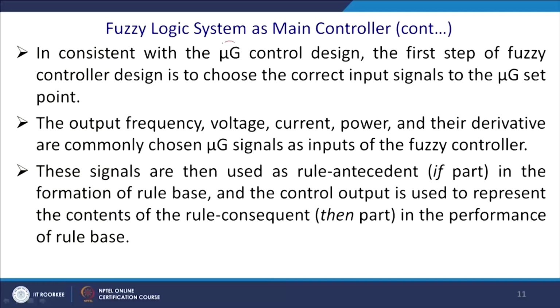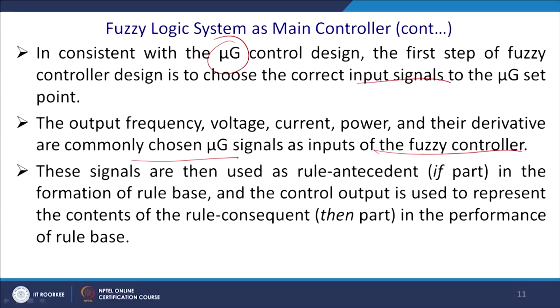In consistent with the microgrid control, let us see how the first step of fuzzy can be implemented in our microgrid. Controller design is to choose the correct input signals to the microgrid set points. So voltage, current, and if it is an AC microgrid, then frequency, then PQ values, whatever value is required, you will take it from the set points. The output frequency, voltage, current, power and their derivatives are commonly chosen as inputs of the fuzzy controller.